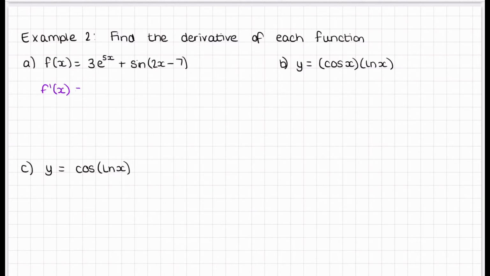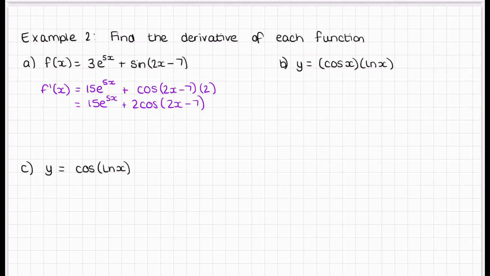So our f dash x will be e to the 5x, we do the derivative of the power, which will be 5, multiply that down, so it'll be 3 times 5, which was 15, and then e to the 5x stays the same. Now we know the derivative of sine is cos. The bracket stays the same, and then we multiply that by the derivative of the inside, so the derivative of 2x minus 7, which is just 2. So then this will simplify down to 15 e to the 5x plus 2 cos of 2x minus 7.